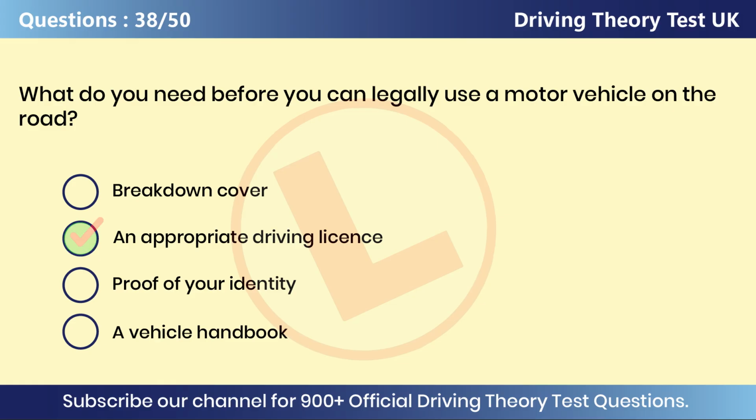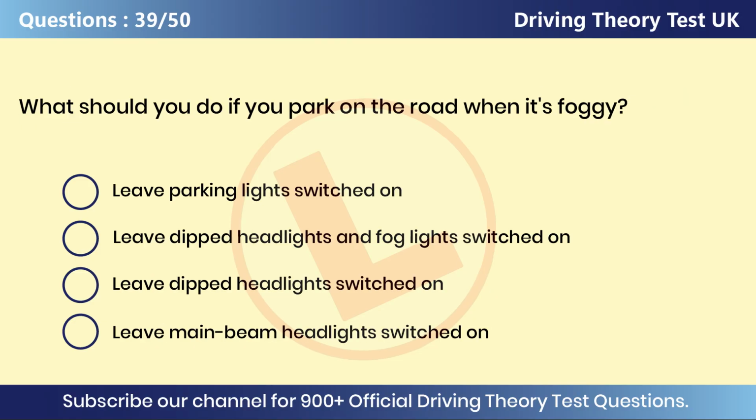B. An appropriate driving license. Question 39. What should you do if you park on the road when it's foggy? A. Leave parking lights switched on. B. Leave dipped headlights and fog lights switched on. C. Leave dipped headlights switched on. D. Leave main beam headlights switched on.